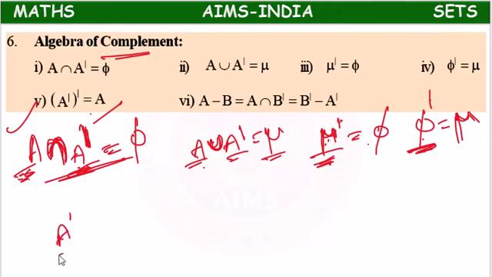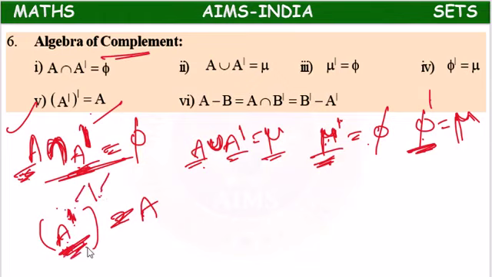Next, A means the elements in A. A dash means the elements not in A. A dash whole dash means the elements in A again. A dash means its reverse, and A dash whole dash means its reverse again, so A will come. If we take the complement twice of the same set, the same set will come. A dash whole dash equals A.